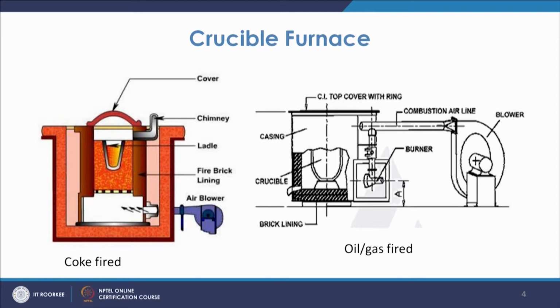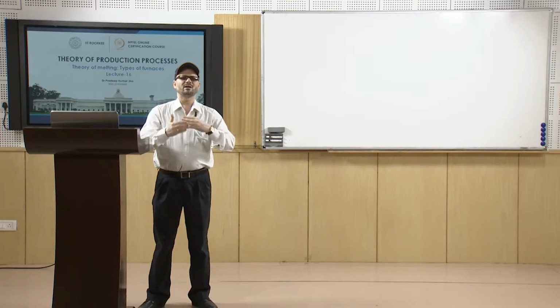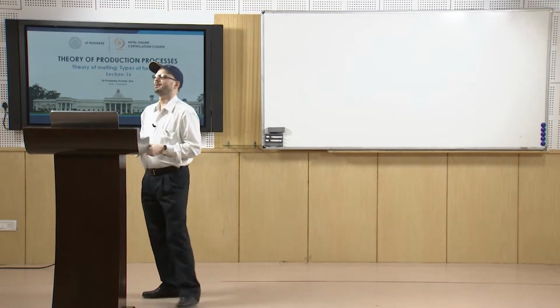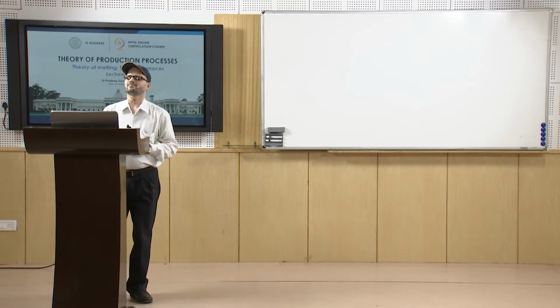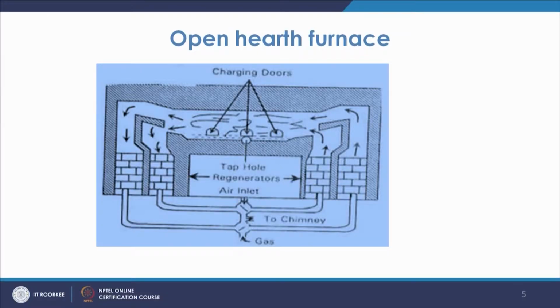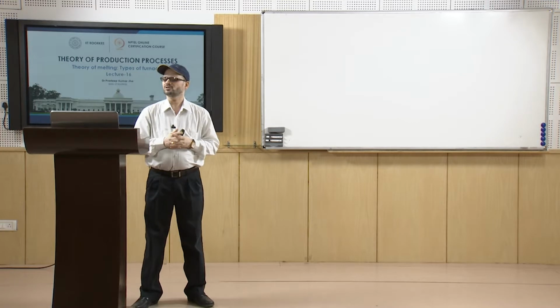This way you have these crucible furnaces, and they are of different types, and normally they are used by the smaller foundries where a low quantity of metal is to be melted. Then comes the open hearth furnace. Normally you use it for melting steel or producing steel from pig iron, directly for casting.